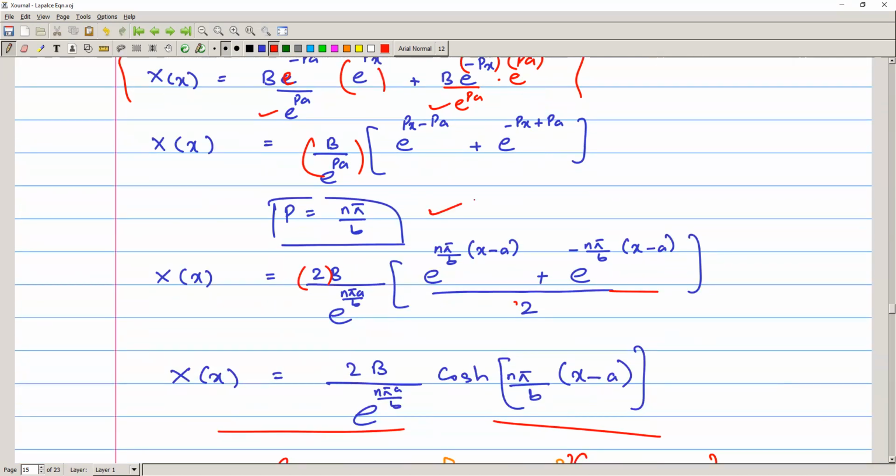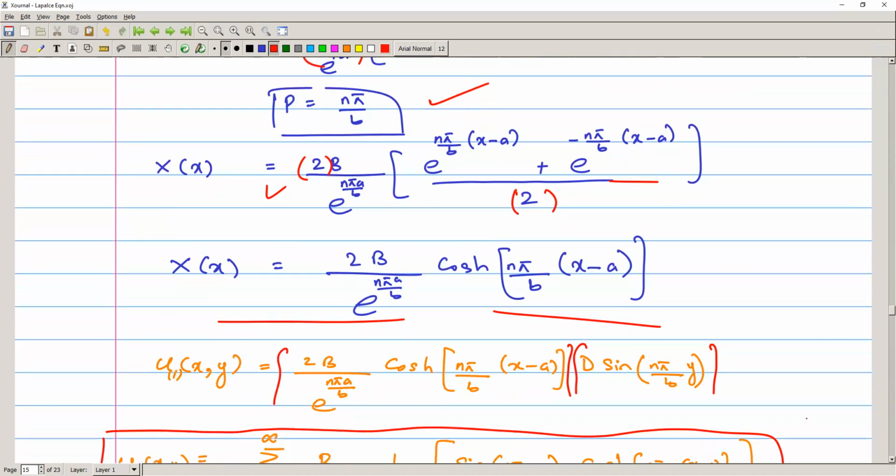So for p, we know that it equals n pi over b, so we can replace it here with n pi over b. Then we have n pi over b times x minus a, and here minus n pi over b times x minus a, right? We will divide it by 2 and multiply by 2 to make it a hyperbolic function. So here it is cosh of n pi over b times x minus a.